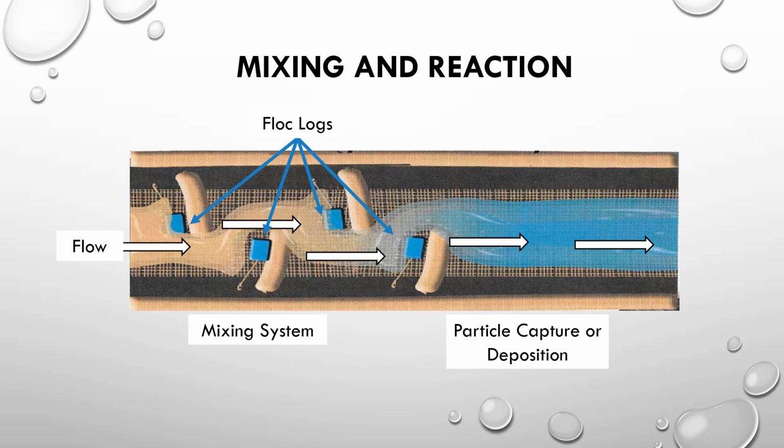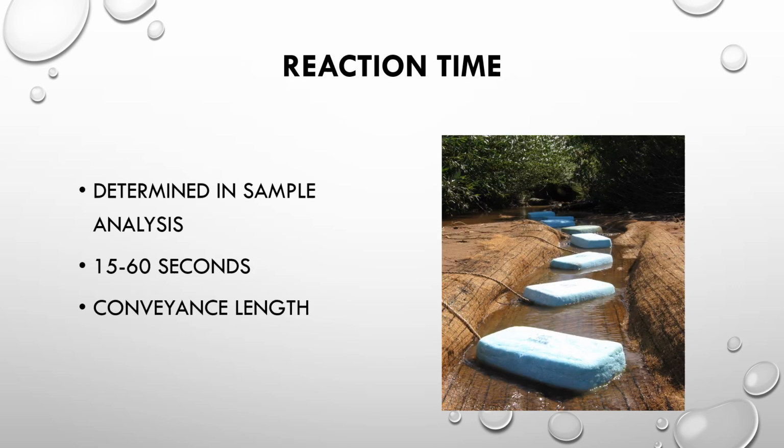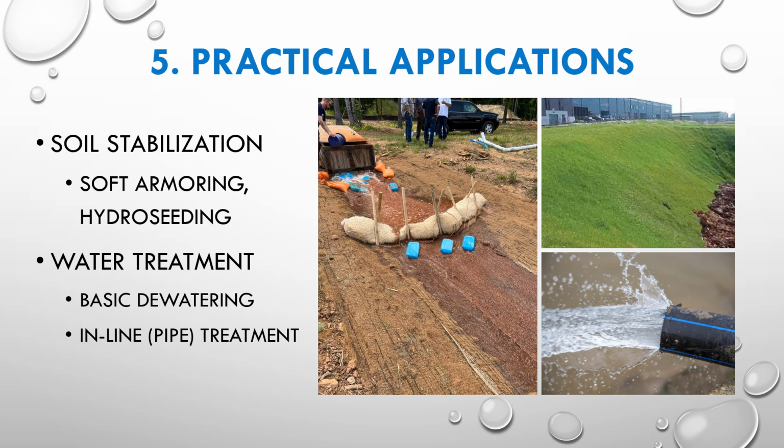If I put it right at the discharge of a channelized flow, I will dissolve the polymer, but I won't have the mixing and reaction. So I'll put the polymer into the pond, but I'm probably not going to have much results. So we'll typically say to get enough mixing and reaction, you want to move the flock logs up that channelized area so that once it contacts the logs, you have that 30 plus seconds of flowing water and mixing and reaction. And we determine that 15 to 60 seconds usually in the sample analysis that we do ahead of time when we match the formulation. So we'll be able to tell you if the reaction happens in 15 seconds or if it takes 45 plus seconds. So now let's go ahead and walk through some practical applications for erosion control as well as water treatment.